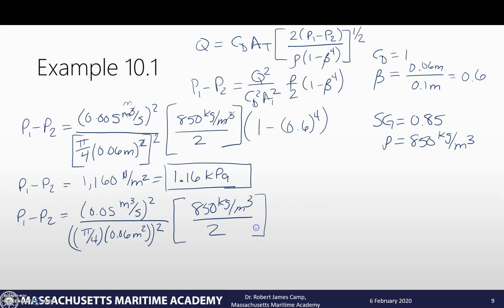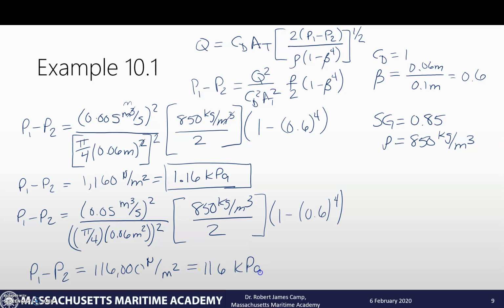our example. And then 1 minus beta to the 4th. Unit-wise, we look at them this time, and everything is the same as the one before, which is good, so we have the correct equations. Now when I multiply that through, I get 116,000 newtons per square meter, which is 116 kilopascals. The important thing to note here is we had a 10 times increase in the flow rate, but to get that increase in flow rate, we had to increase the pressure difference by 100 times.